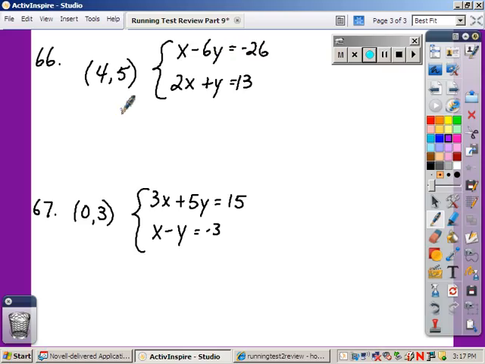So, I'm saying 4 minus 6 times 5 equals negative 26. Well, 4 minus 30 is negative 26, so it works. That's a good one. So if the other one works, then we can say yes, it's a good solution. If it doesn't work, then we still have to say no. So again, I'm putting the 4 in for x and the 5 in for y.